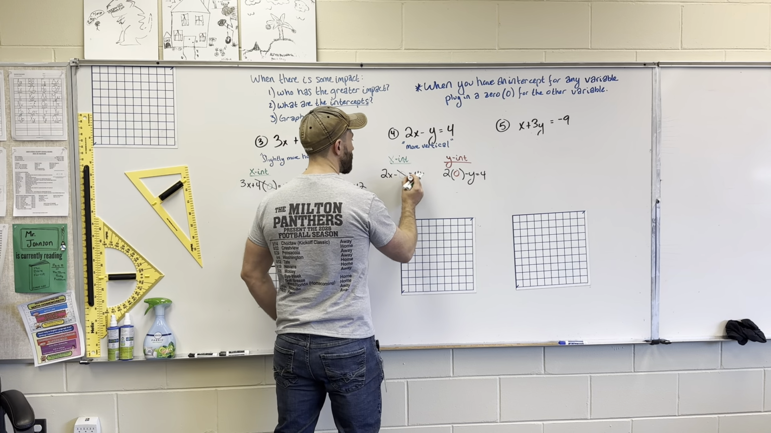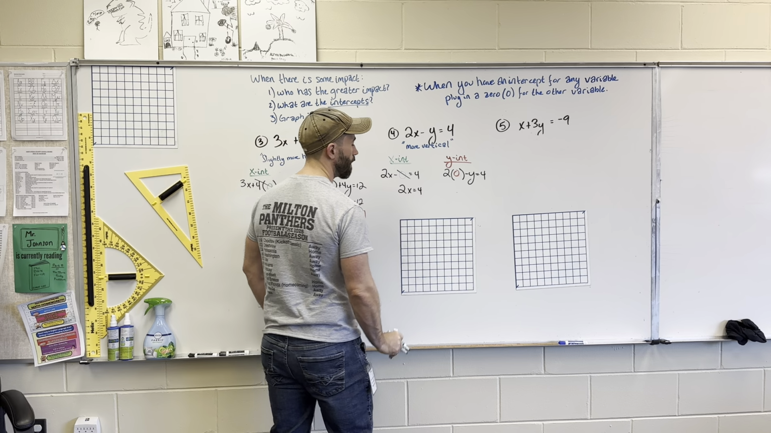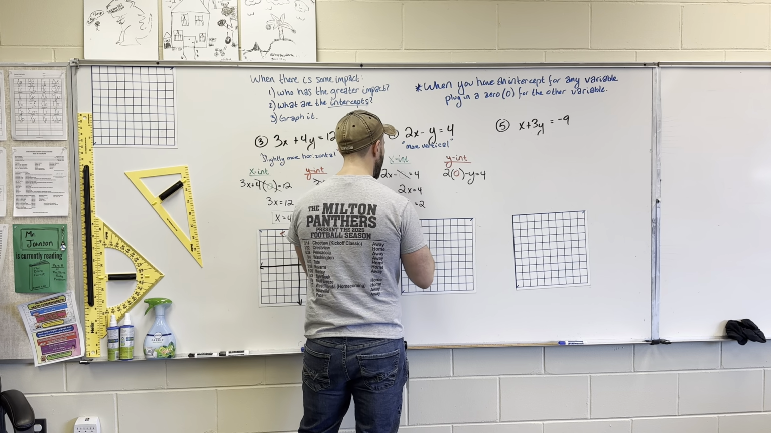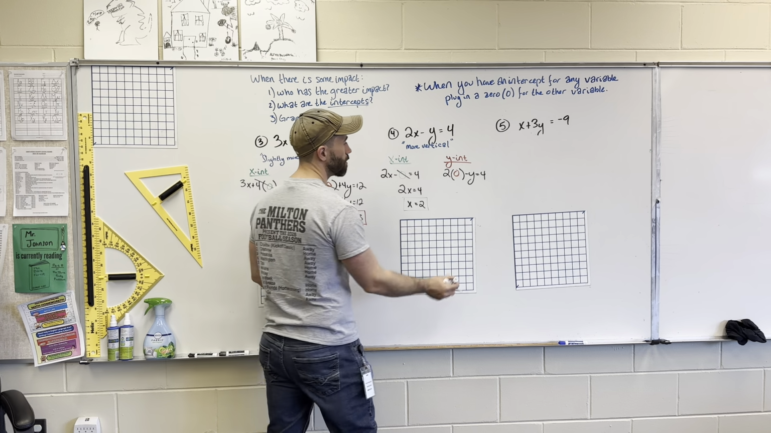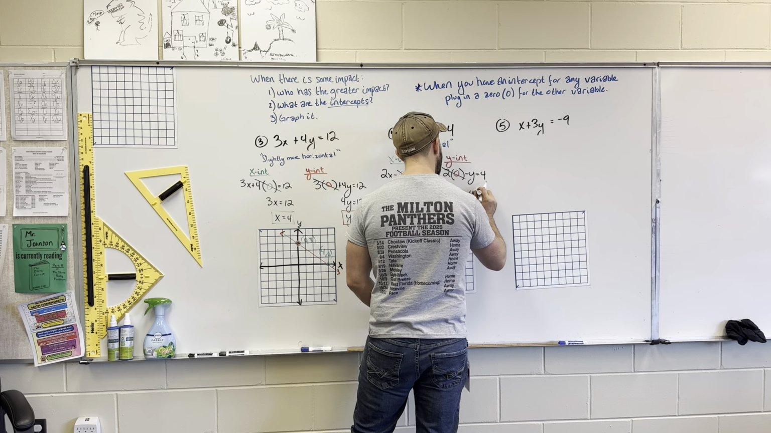Subtracting the 0, that means that 0 doesn't exist. I'm just going to treat this as 2x equals 4. How do I get rid of the 2? Divide by 2, so x equals 2. There is my x-intercept. Now that I have my x-intercept, I'm looking at my y-intercept next, so I'm going to solve this equation. 2 times 0 is 0, so I can just ignore that. And I have negative y equals 4.